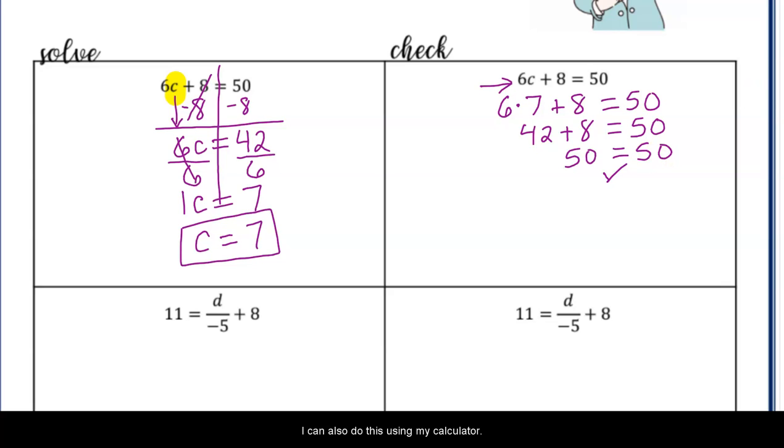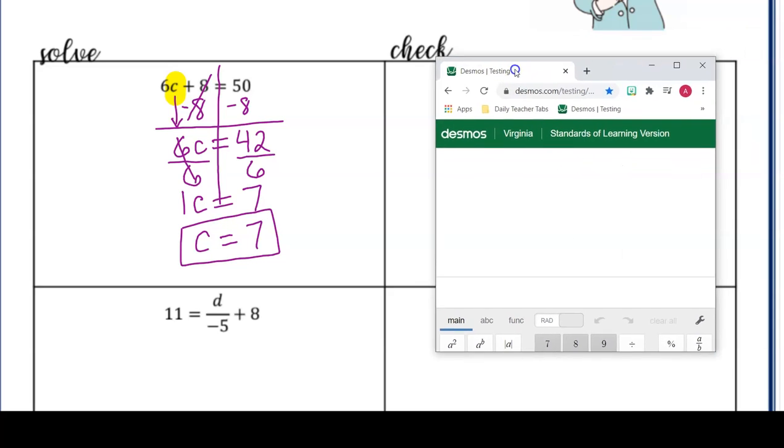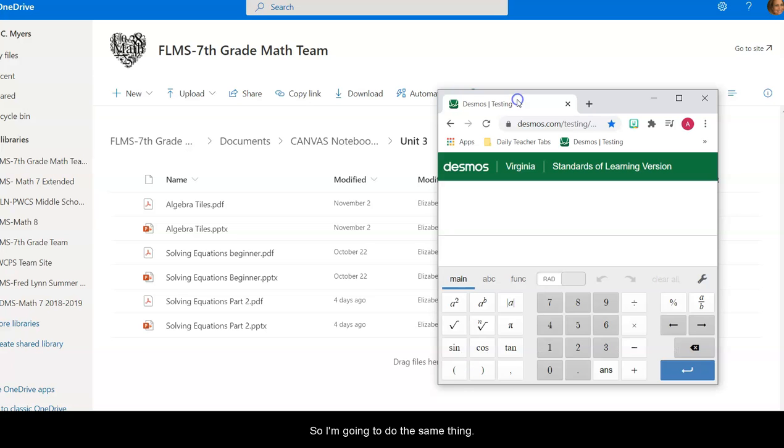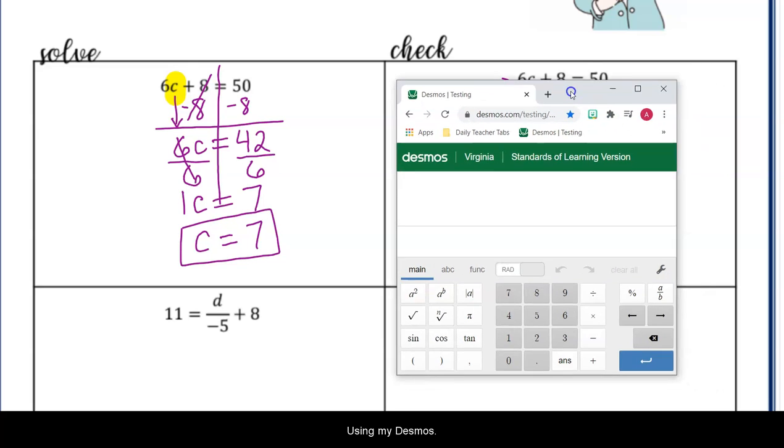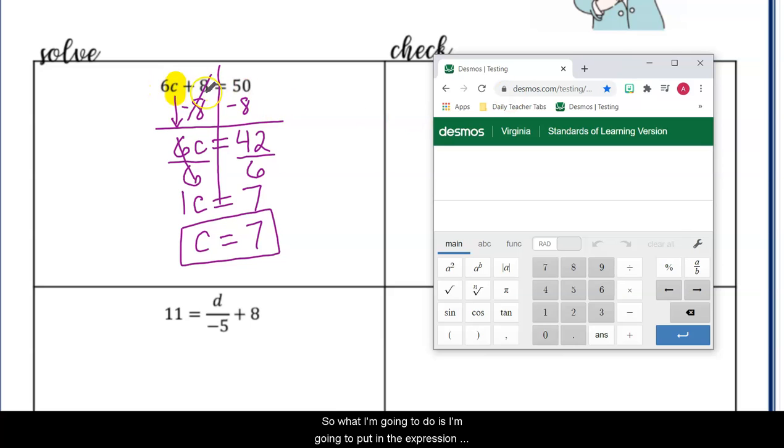I can also do this using my calculator. So go ahead and open up your Desmos calculator and try this along with me. So I'm going to do the same thing using my Desmos. So what I'm going to do is I'm going to put in the expression part, because what I'm trying to see is if c is equal to 7, would I get 50? Because if I do, I know that I solved the equation correctly.